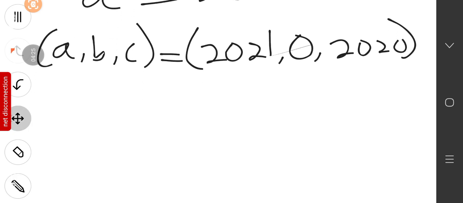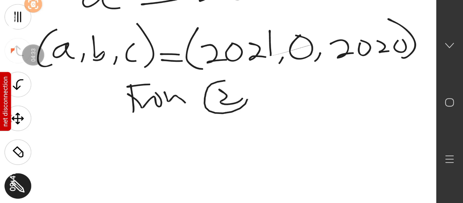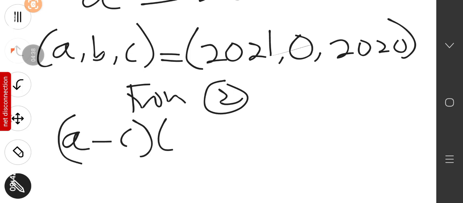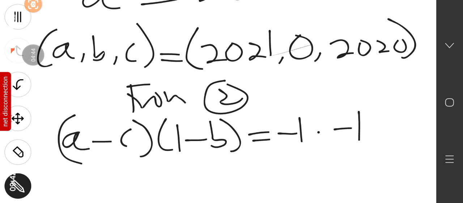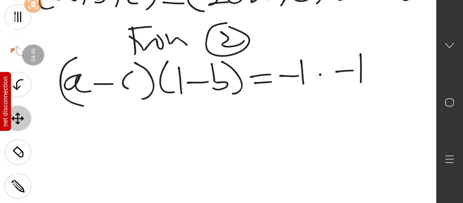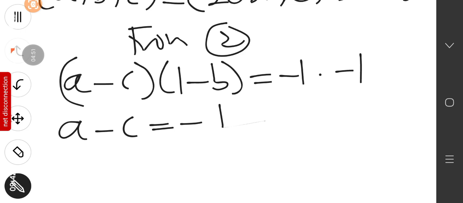We have solved case 1, so let's solve case 2. From case 2, A minus C times 1 minus B will give us minus 1 times minus 1. Therefore, we can say A minus C equals minus 1, and 1 minus B equals minus 1.